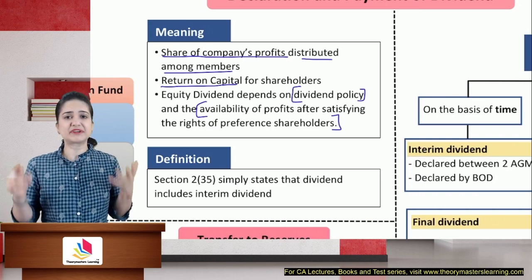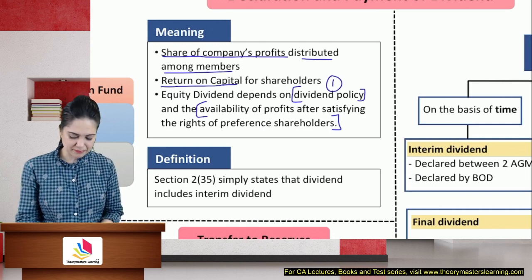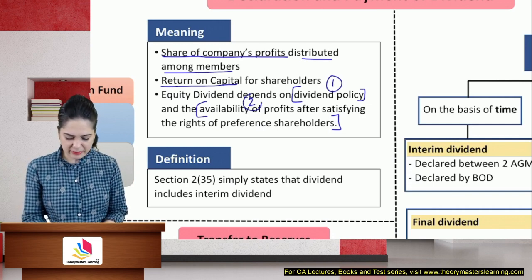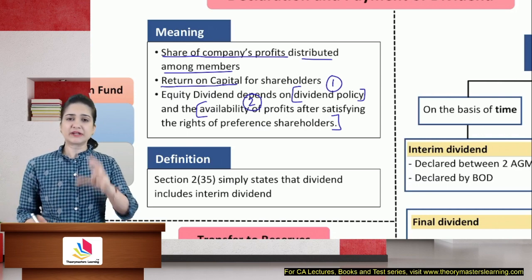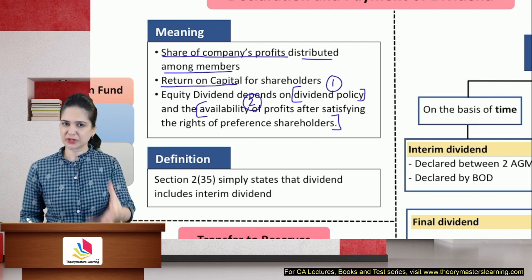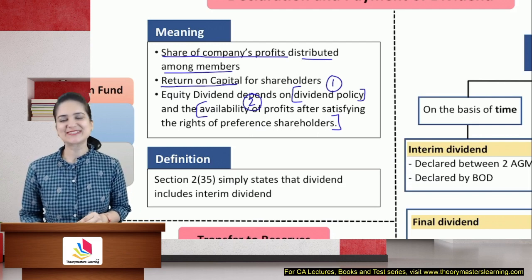So how much dividend will I get in a particular year? That depends upon, one, the dividend policy of the company, and two, the availability of profits, whether I have profits to distribute dividend or not. The dividend is generally declared by the shareholders in the annual general meeting, but it is recommended by the board of directors through the board's report.